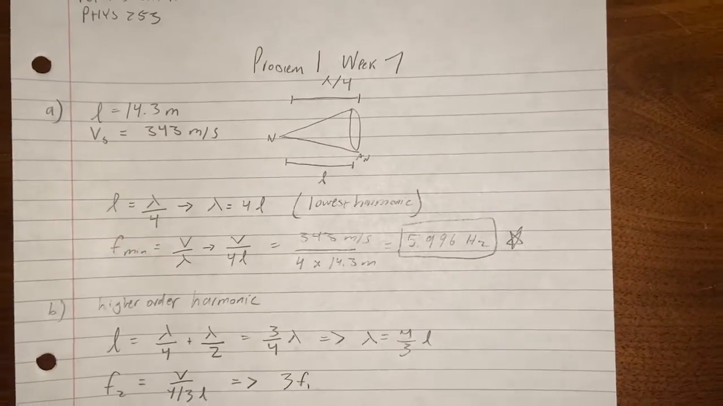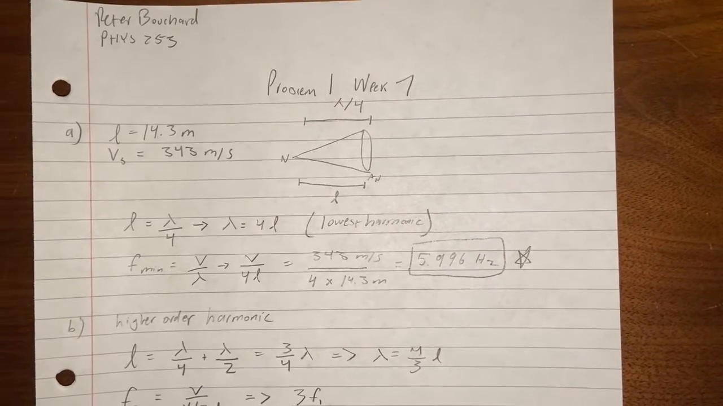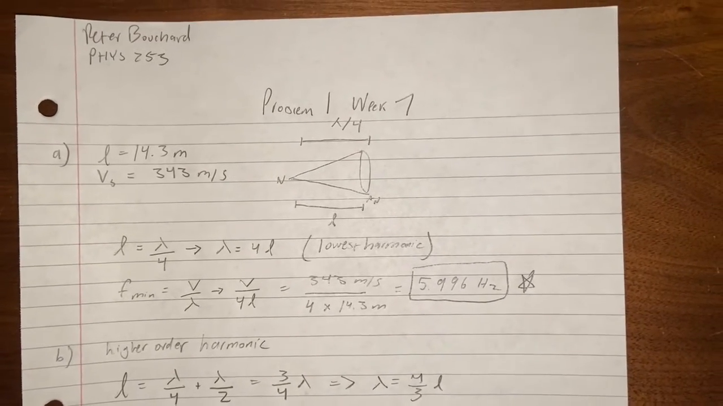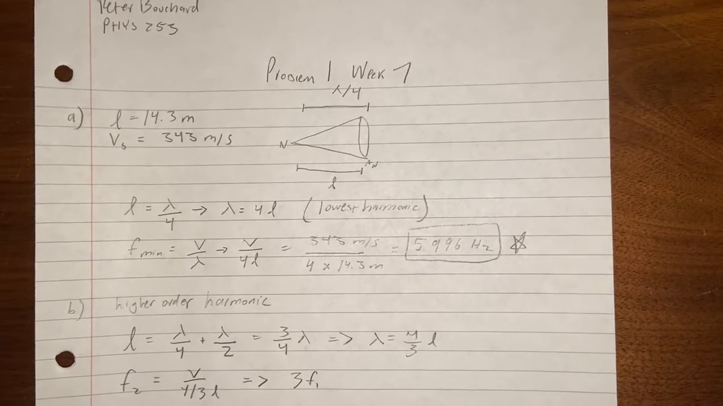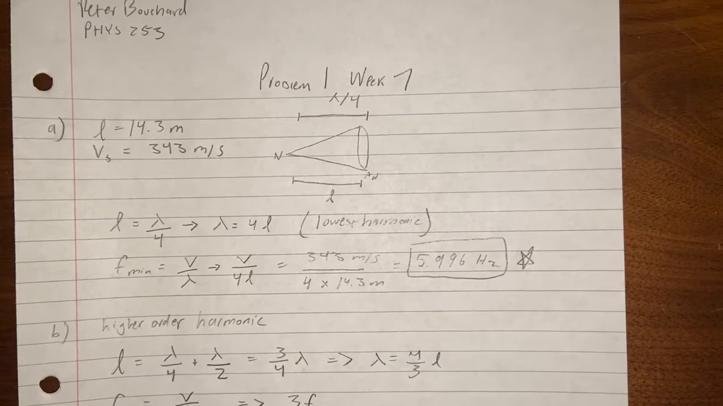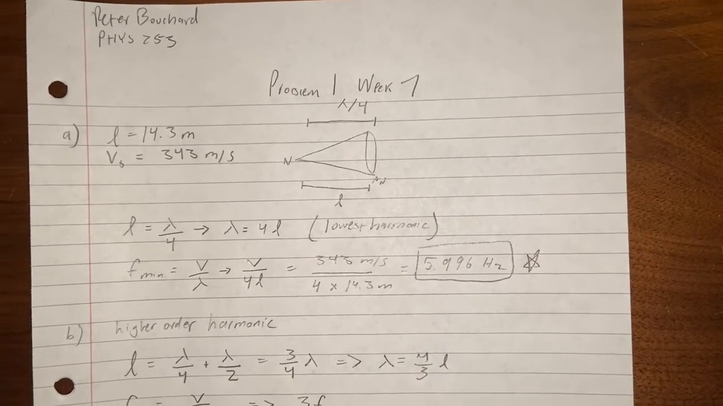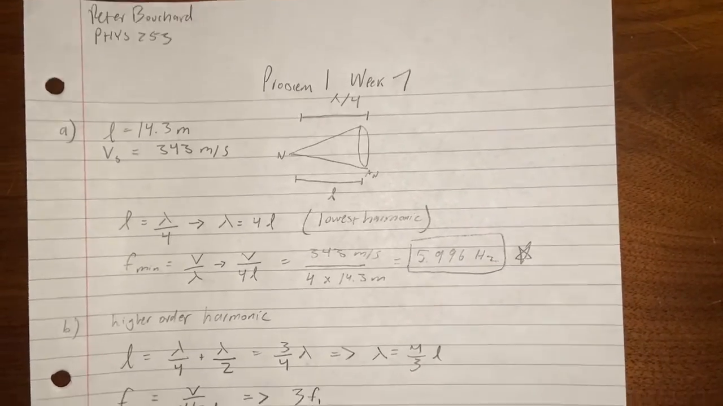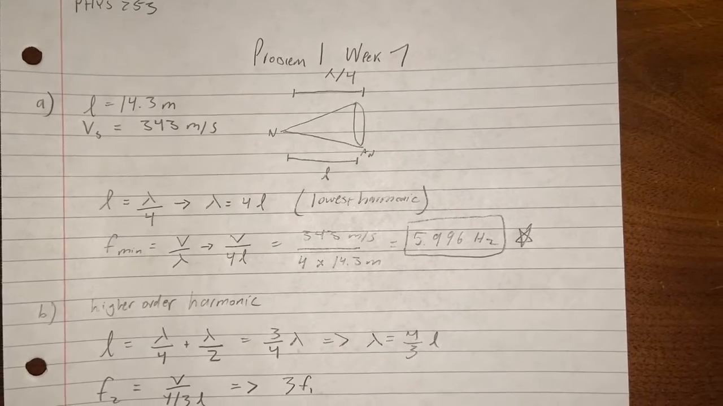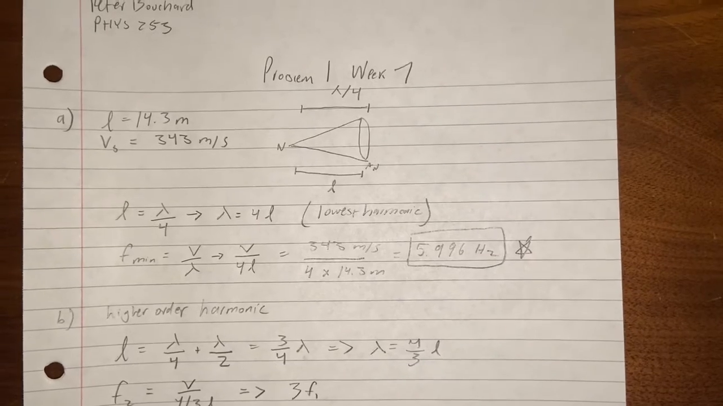So we know that that distance is equal to lambda, the wavelength, over 4, because we are solving for the lowest harmonic. We'll get to the higher order harmonics in the second part. Due to the fact that this is the lowest harmonic, we can deduce that the wavelength is equal to 4 times that distance L. Now, to find the minimum frequency, we know that the velocity over the wavelength is going to give us that answer.